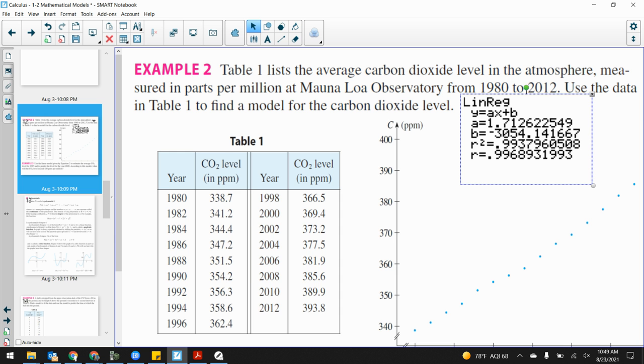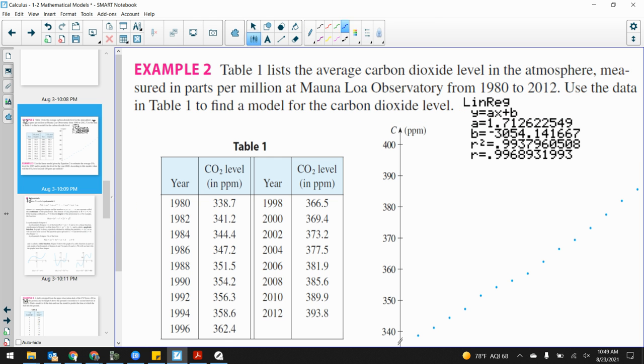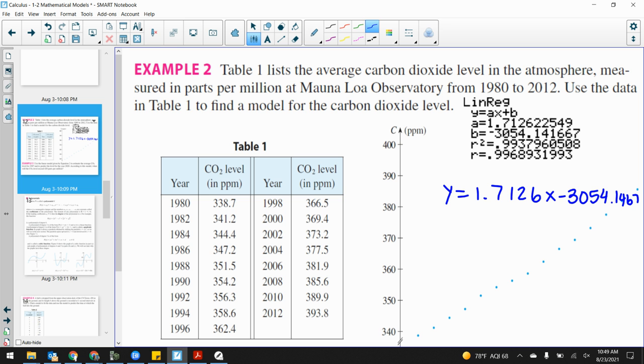But it's given this equation. y equals 1.7126, we'll round to 4 decimal places, x minus 3054.1467. That's our equation. That's the equation that models the carbon dioxide level from 1980 to 2012. And we're going to assume that this pattern will continue.